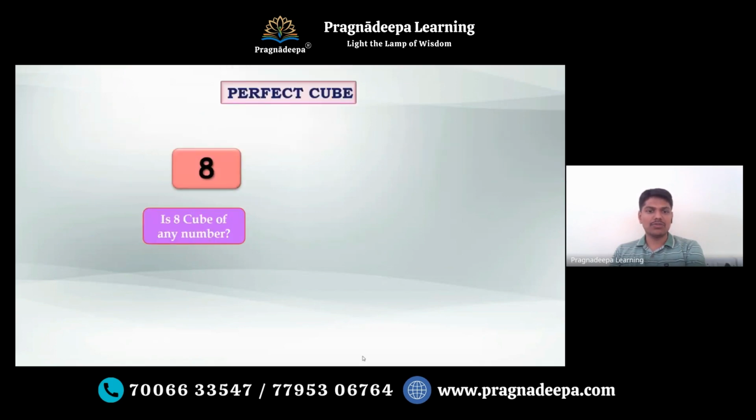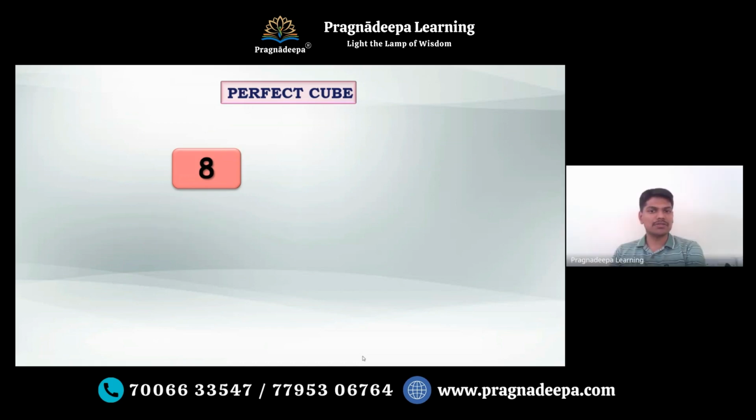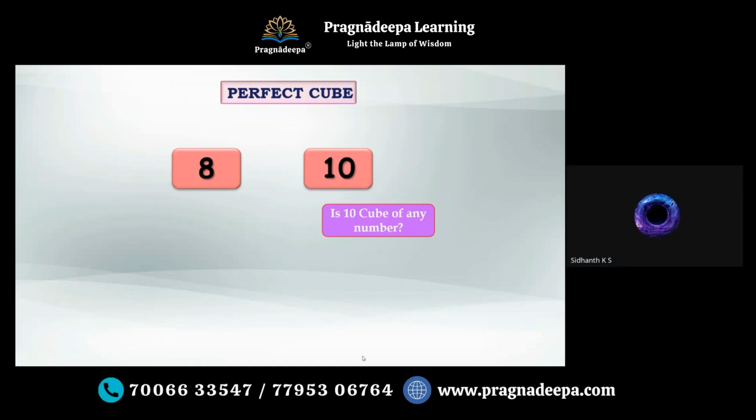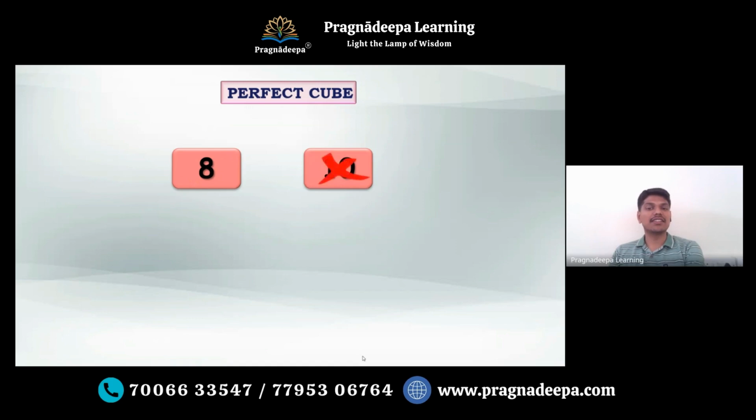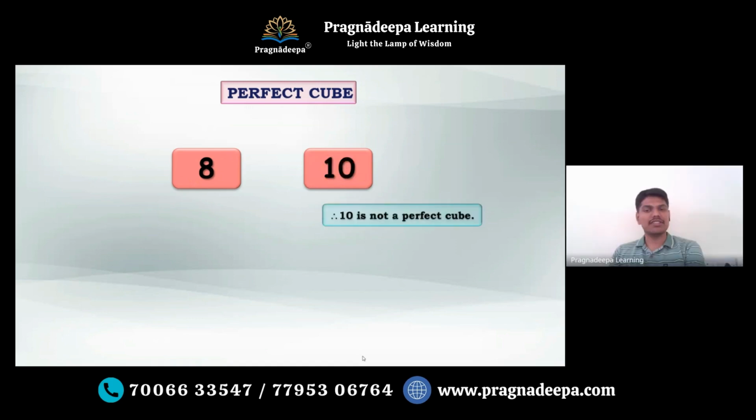Now let us say I have 2 numbers. Is 8 a cube of any number? Yes, sir. 2. So is it a perfect cube? Yes, sir. Okay, now let me take one more number, 10. Is 10 a cube of any number? No, sir. So it's not a perfect cube.